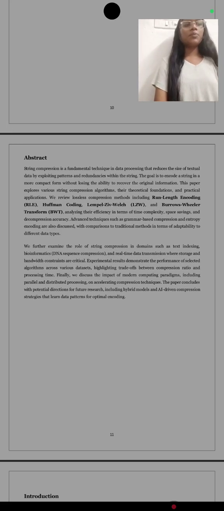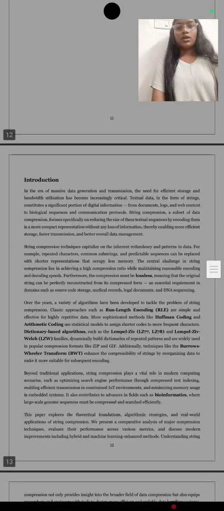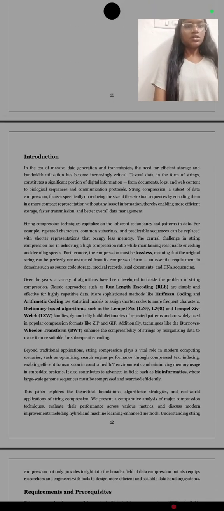Experimental results demonstrate the performance of selected algorithms across various datasets, highlighting trade-offs between compression ratio and processing time. Finally, we discuss the impact of modern computing paradigms, including parallel and distributed processing, on accelerating compression techniques. The paper concludes with potential directions for future research, including hybrid models and AI-driven compression strategies that learn data patterns from optimal encoding. Now let's know about the introduction of string compression.